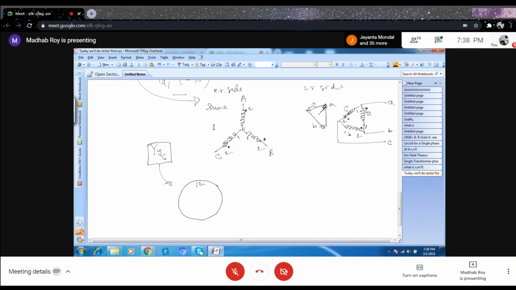So if it is a 12, the high voltage will be this one. Okay? This will be HV. Then the low voltage will be this one. This will be LV. So this is called YY6. Got it? So what is the significance of the YY6? That's the point of the YY6.